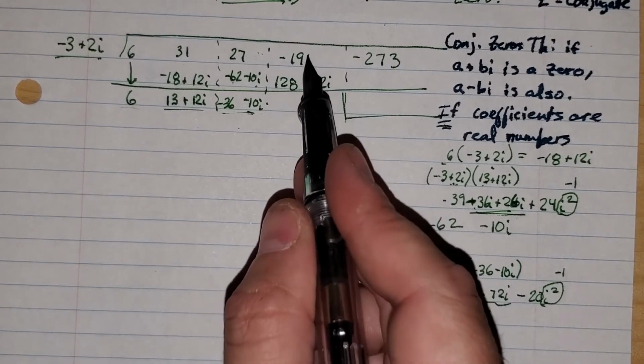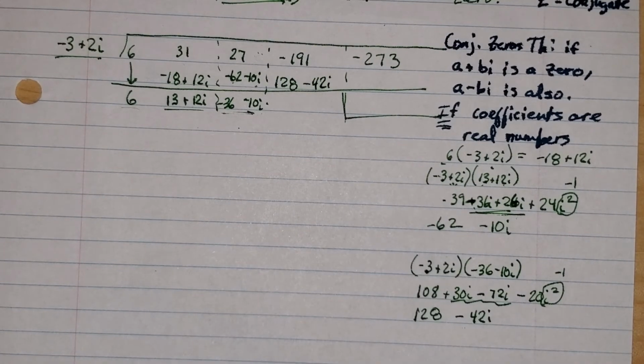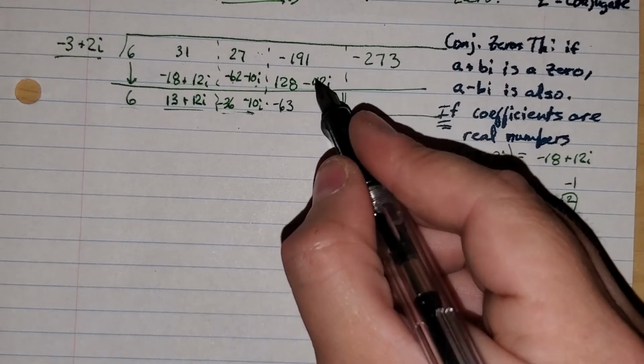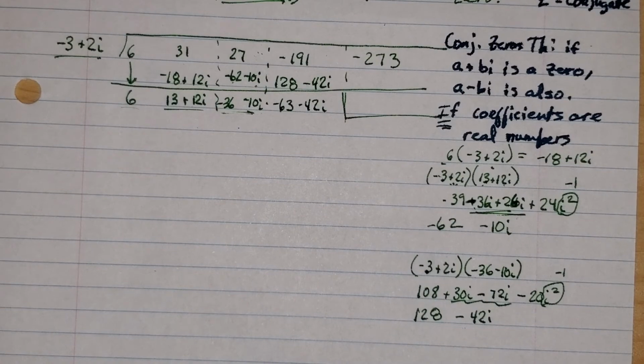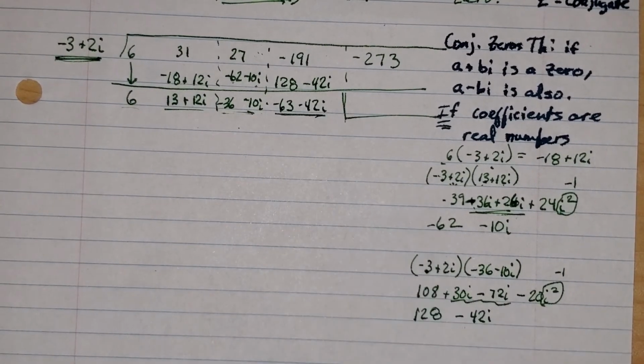Add those together, right? Negative 191 plus 128. And at this point, I'm going to use the pocket brain. Okay? And I get negative 63. Negative 63. And then 0 minus 42i is minus 42i. Okay? I need to multiply this number and this number. So, here we go.